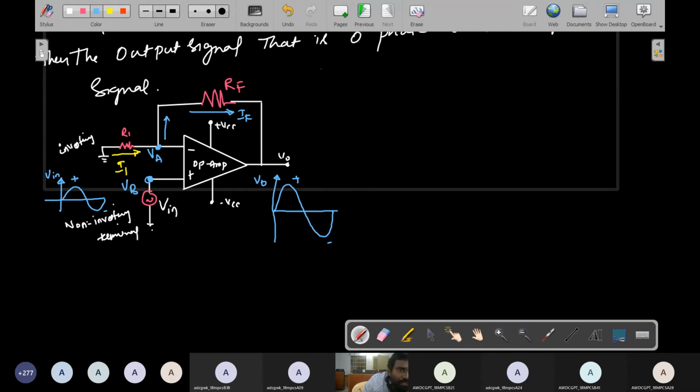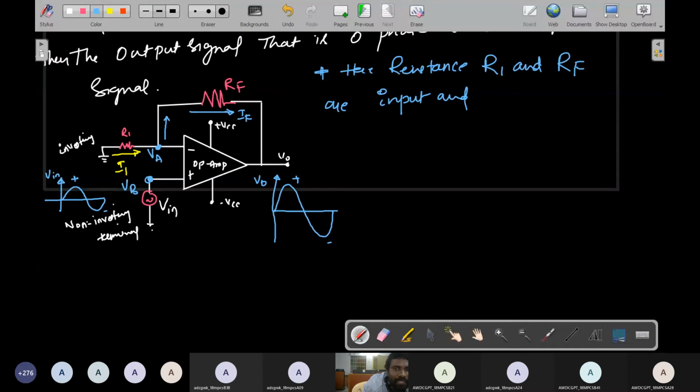Here we have the resistances R1 and RF. The resistors R1 and RF are the input and feedback resistors.